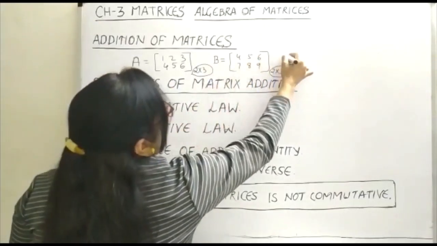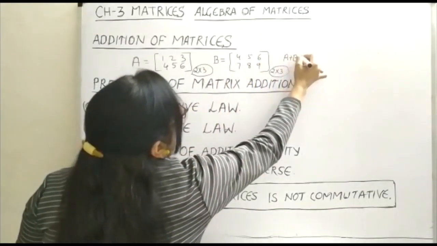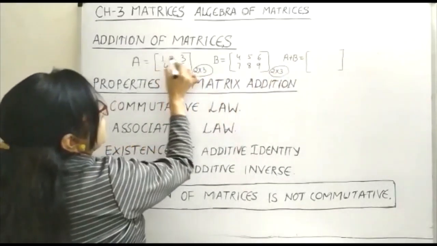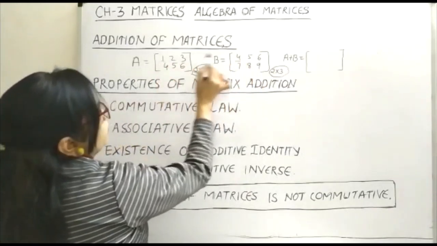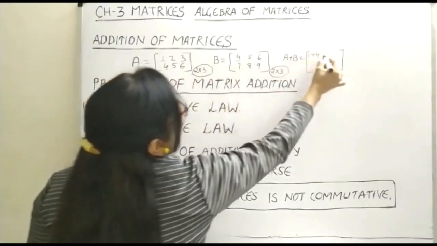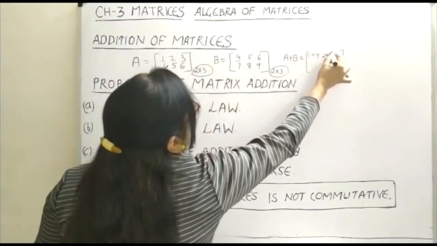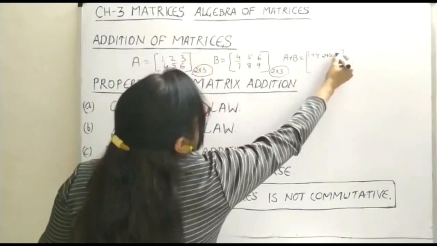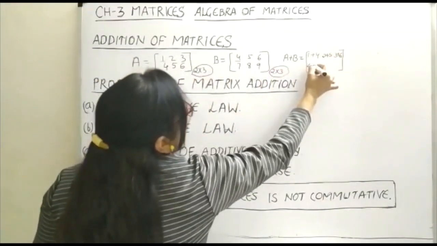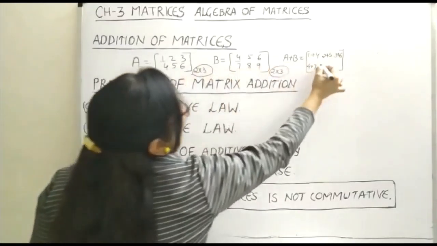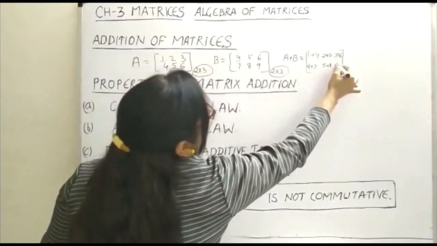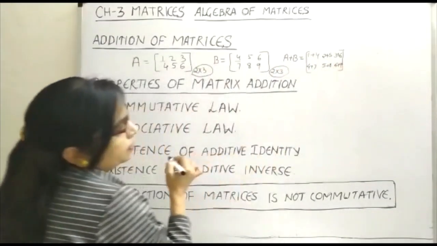Now your A plus B is equal to, in matrix addition, the corresponding elements are added. You can see 1 plus 4, and next 2 plus 5, and next 3 plus 6. Again 4 plus 7, 5 plus 8, and next 6 plus 9. So this is how we add the matrices.